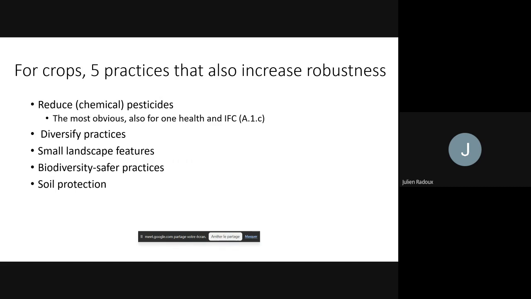The other one is the diversification of practices. And it's important to think that for the system, it's good to have a diversification if you want to be able to reduce chemicals. Because if you don't diversify, then the reduction of the chemicals will be more difficult. So it's very important to keep that in mind, that the small landscape features, the diversification of practice, and the soil protection are important in order to be able to reduce the use of pesticides without too much loss of production. Then you have the small landscape features, biodiversity safer practices, and soil protection.